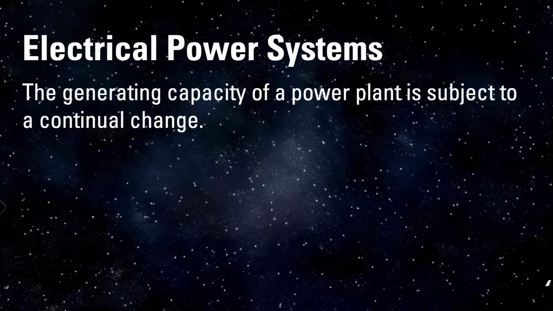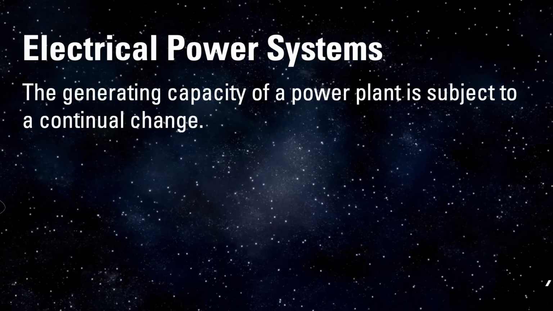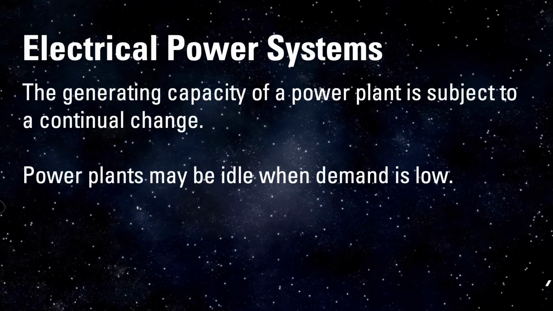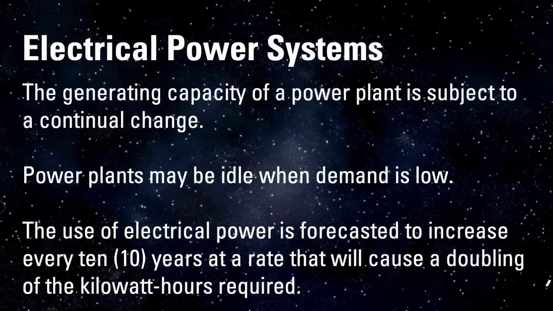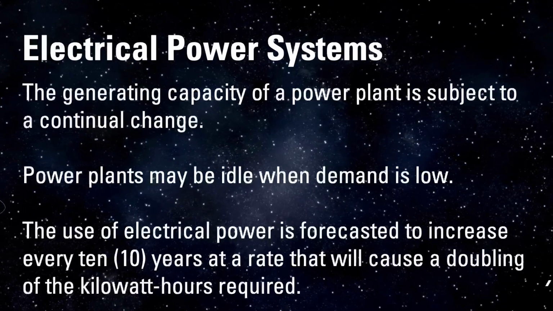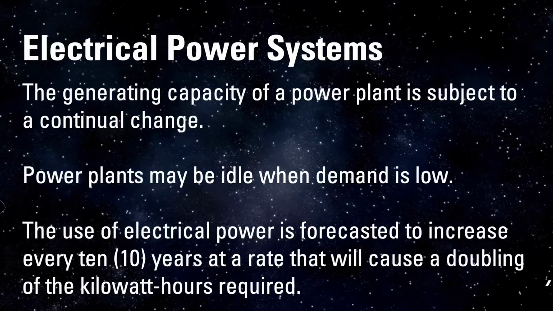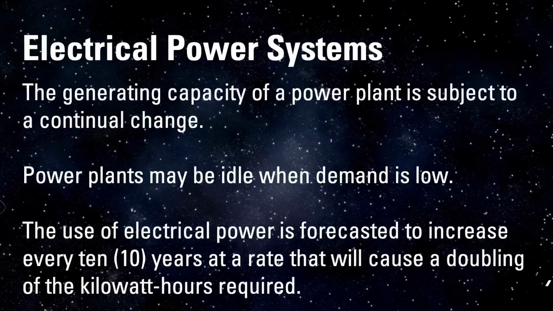The generating capacity of a power plant is subject to a continual change. Power plants may be idle when demand is low. The use of electrical power is forecasted to increase every 10 years at a rate that will cause a doubling of the kilowatt hours required.